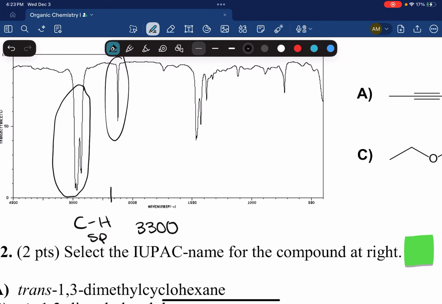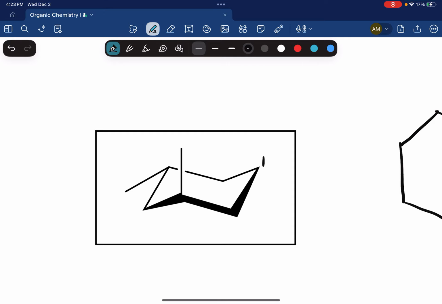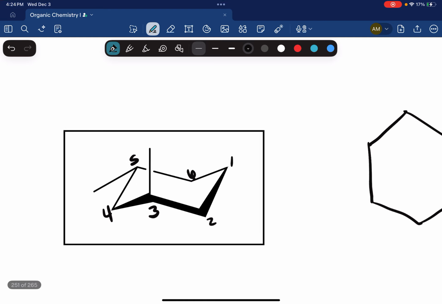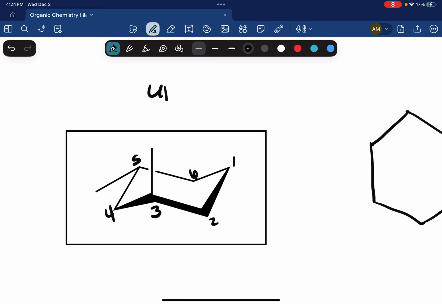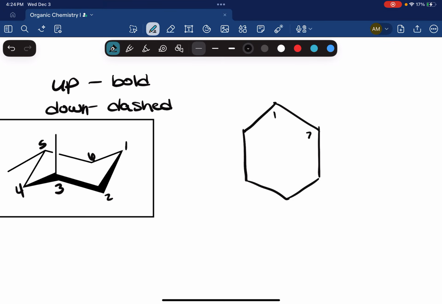Okay, IUPAC name. I'm going to go ahead and make this into a cyclohexane. I think it makes it easier to see. Okay, and I'm going to number 1, 2, 3, 4, 5, 6. Okay, remember we said up was bold. Down is dashed. So on carbon 3, 1, 2, 3, 4, 5, 6, I've got a bold methyl, and on carbon 5, I've got a dashed, which does make it trans, not cis.